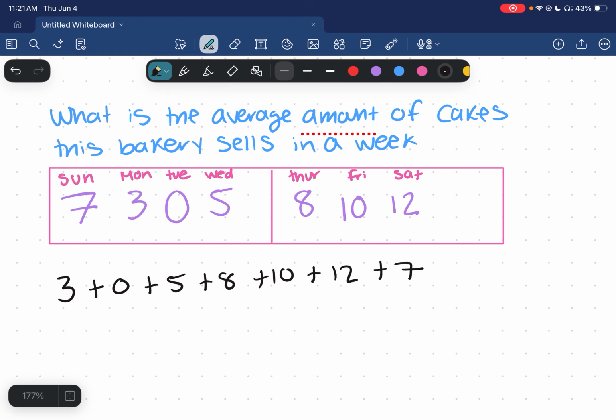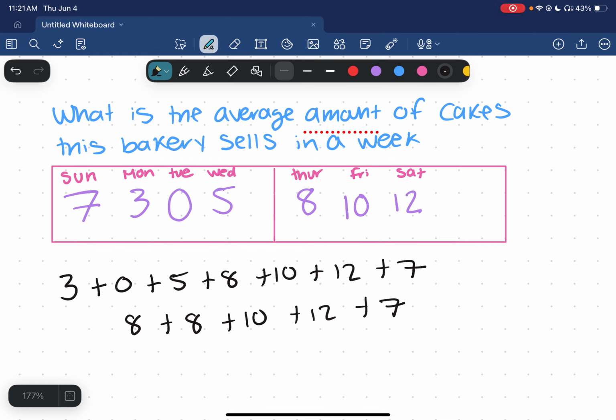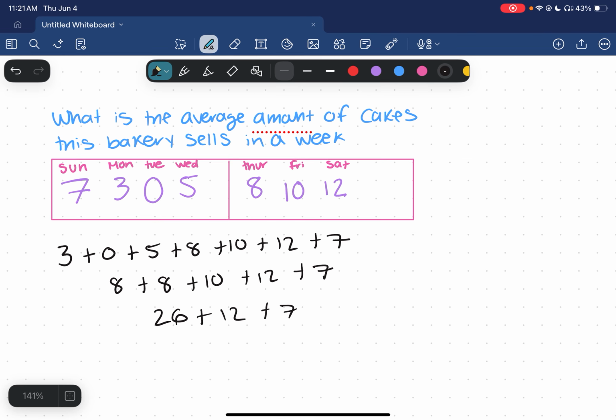And you may see that there is a 0 in here. We still count that because I personally think it makes life easier once it comes to the second part of this. So we're going to add up all of these. So we have 8 plus 8 plus 10 plus 12 plus 7. We have 26 plus 12 plus 7. Then we have 26 plus 19, which is 45.